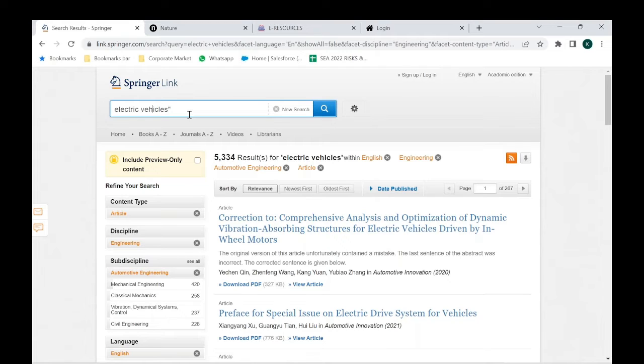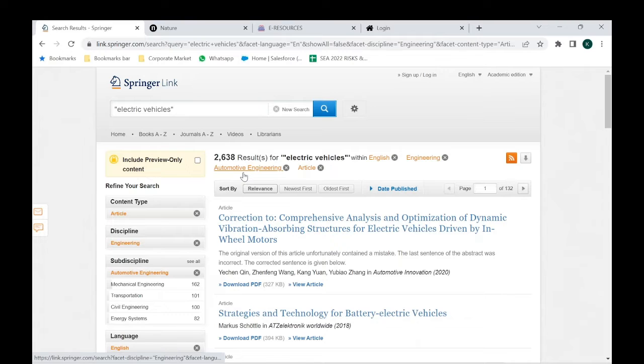So I can actually try and add operators to this to make it more specific, as opposed to the two terms of electric and vehicles must be found. Now I want the term electric vehicles found next to each other by putting in these inverted commas, making sure that the term is searched as a keyword in itself. And again, I have then reduced the results even further.